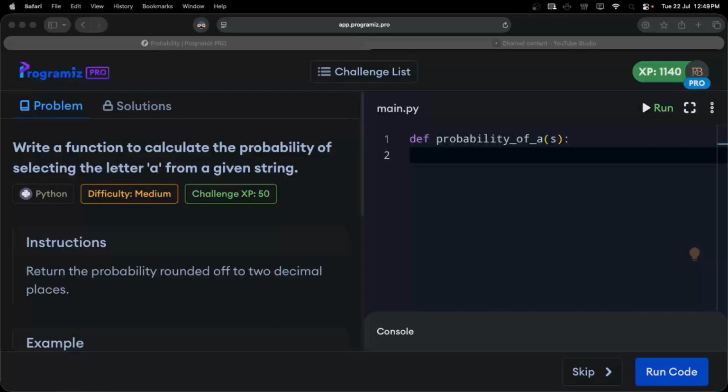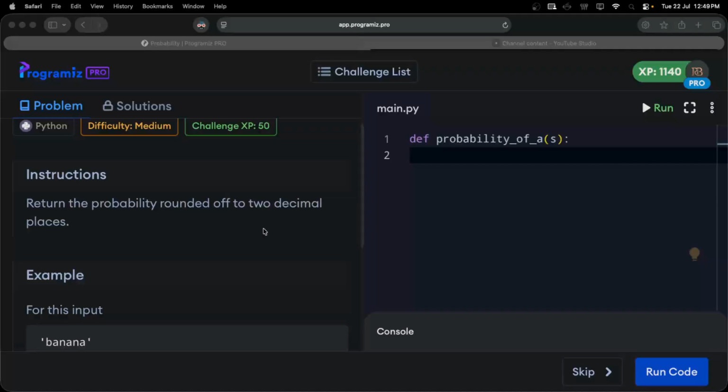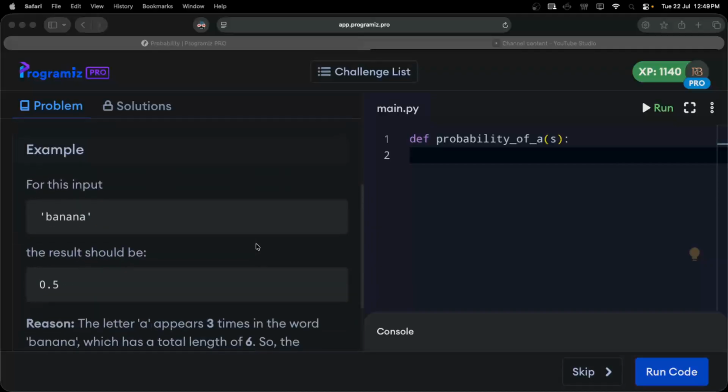Hello guys, so this one is a bit interesting, right? So we need to calculate the probability of selecting a character or a letter from a given string. Return the probability rounded off to two decimal places. Okay, great. We can do that.